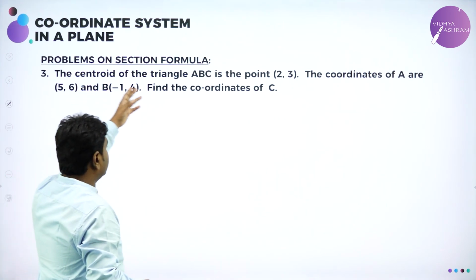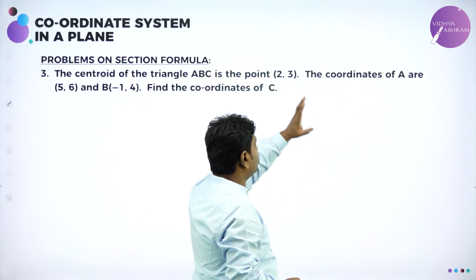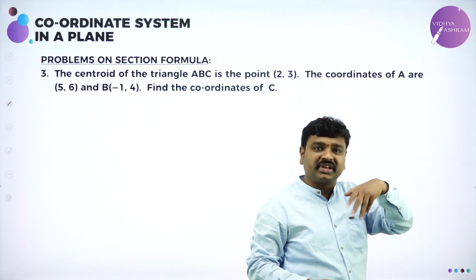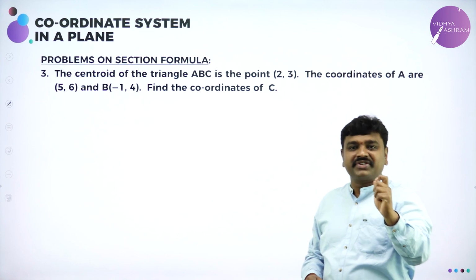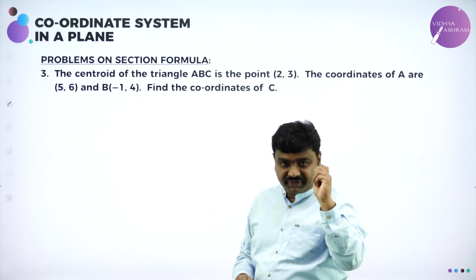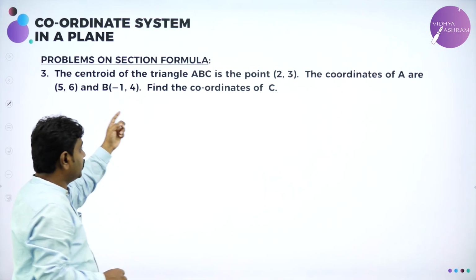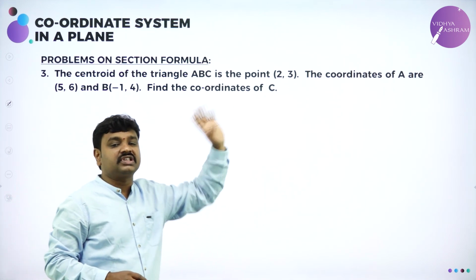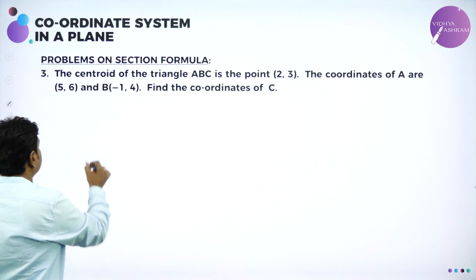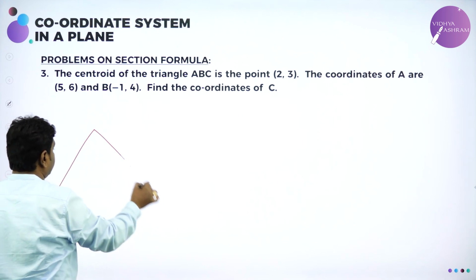The centroid of triangle ABC is at the point (2, 3). In this problem they have given the centroid. The coordinates of A they gave and B they gave. They are asking to find the coordinates of C. See here, let me draft a diagram for this.